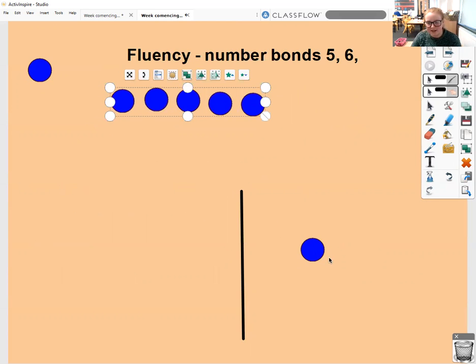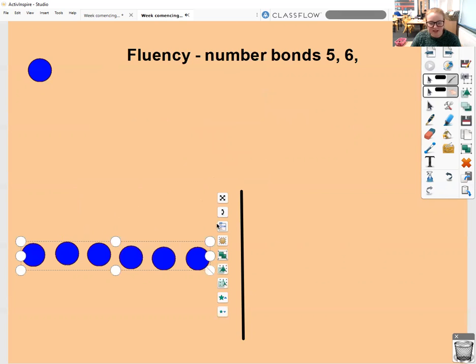The whole is 6. What is our last number bond? We just did 5 plus 1 more equals 6. Our last number bond is going to start with 6 plus how many more? How many more? 6 plus 0 more equals 6. Fantastic.